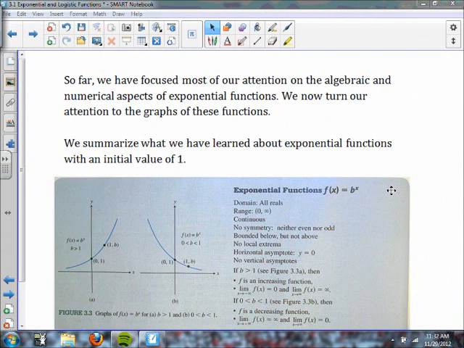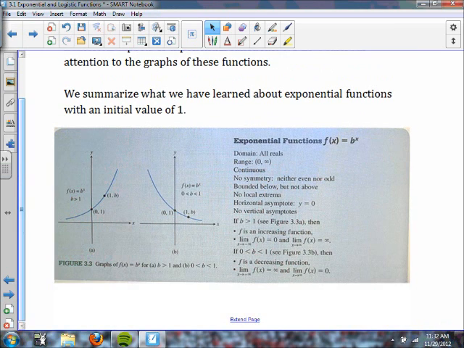So far, we focused most of our attention on the algebraic and numerical aspects of exponential functions. We're now going to turn our attention to the graphs of these functions, your favorite part of this course. I was being a little sarcastic there, if you couldn't tell. Now, let's summarize this, okay?